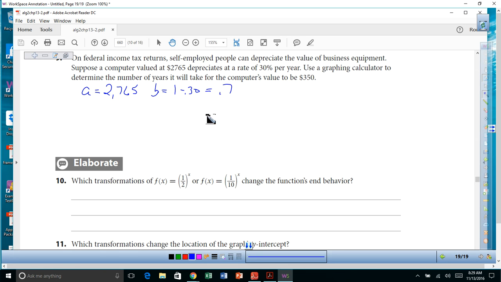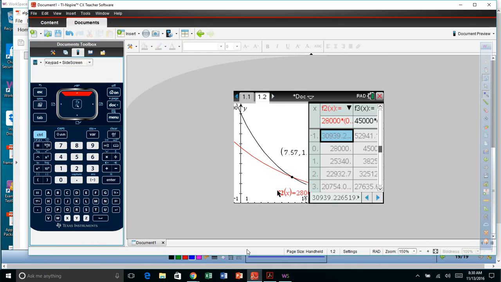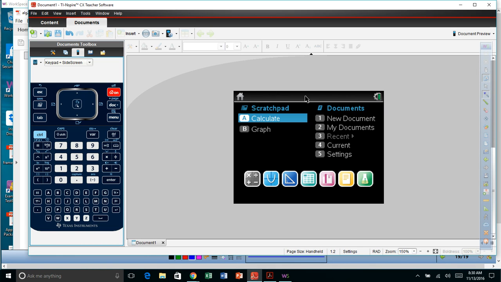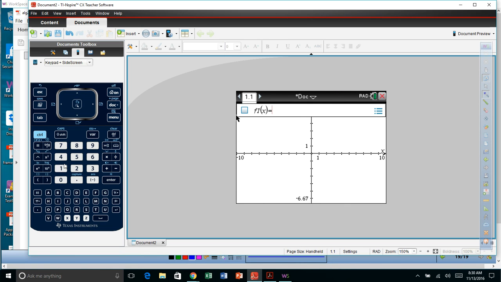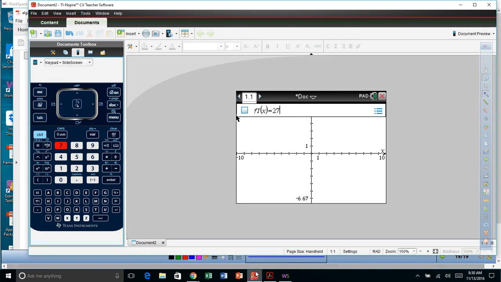Okay, so here's our equation. F of x equals 2,765 times 0.7 to the t. Well, we've got to use x with the calculator. All right, so let's graph that. Graph: 2,765, open parentheses 0.7, close parentheses, caret x, and then enter.